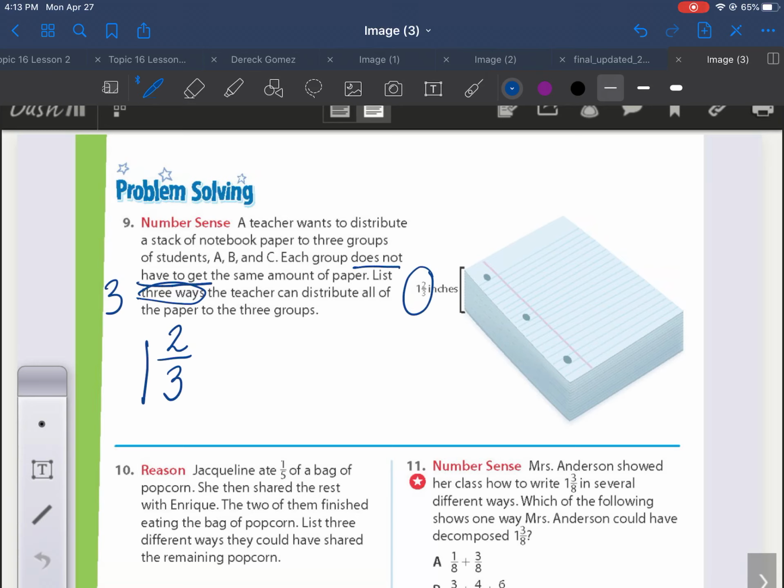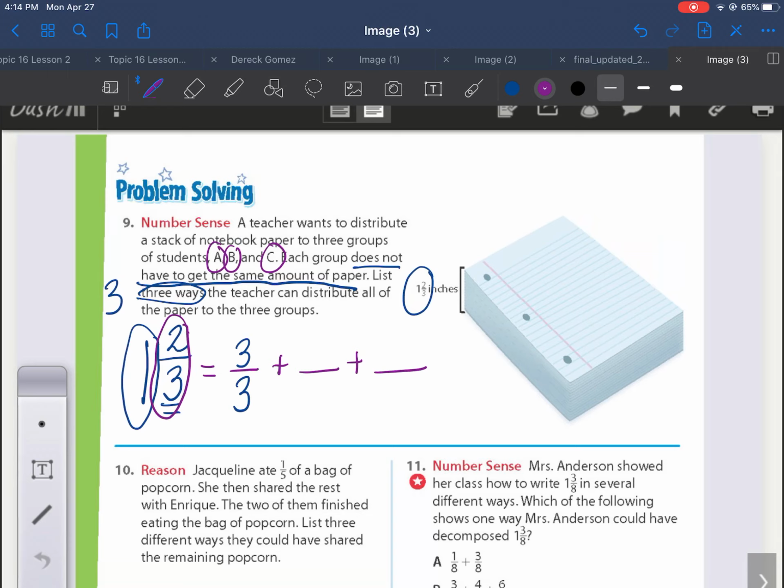The teacher wants to share them. It says that it does not have to have the same amount of paper. So they don't have to be the same, but I am sharing with 3 groups. So that means that I'm going to have 3 fractions. How can we break apart 1 2/3 in 3 fractions? Well, let's start by looking at the 1 whole. The 1 whole, if you notice, my numerator is 3. So I could say 3 out of 3, that makes 1 whole. And then I'm going to be left with the 2/3.